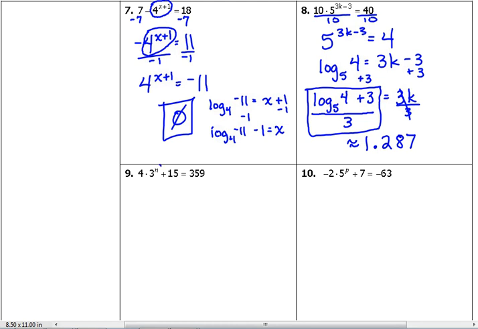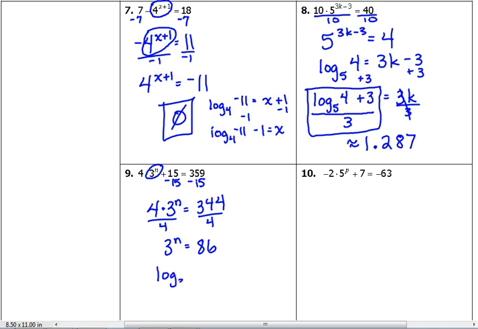On number 9, 3 to the n, we're trying to get that by itself. So we need to start by subtracting 15 from both sides. So we've got 4 times 3 to the n is equal to 344. Divide both sides by 4. 3 to the n is equal to 86. Is that right? 86 is not a power of 3. It's really close. 81 is a power of 3.